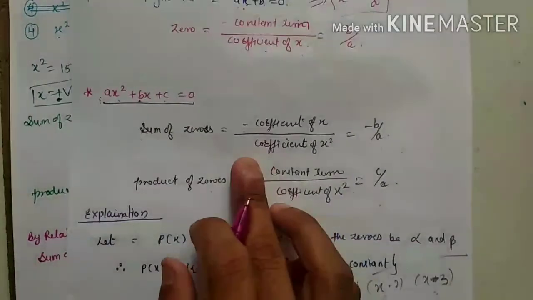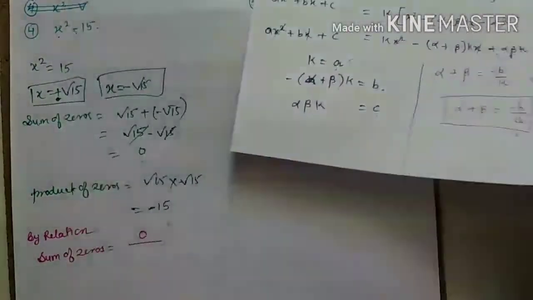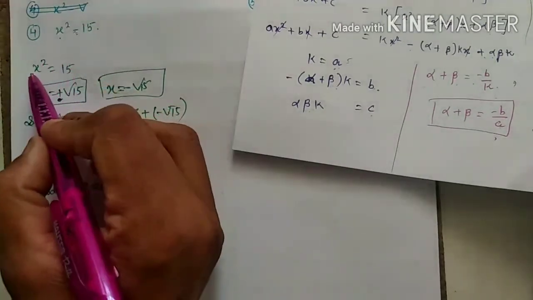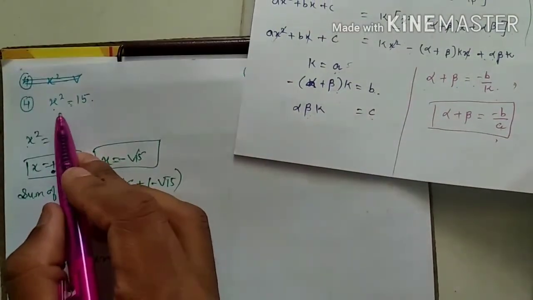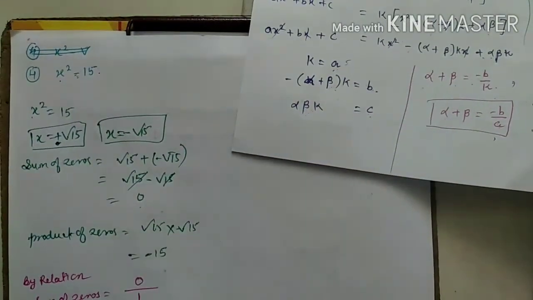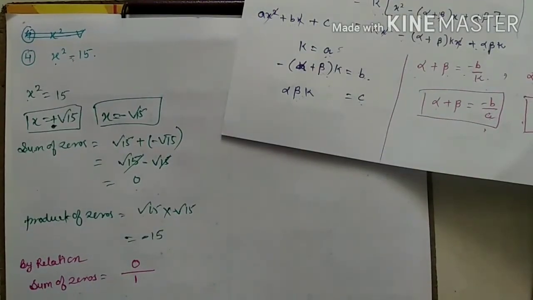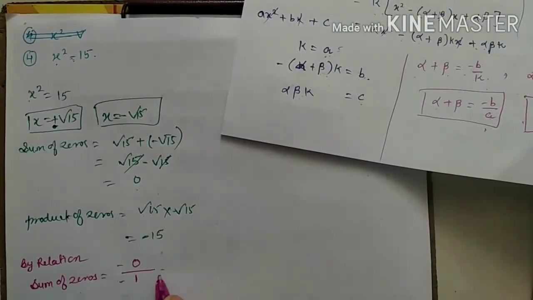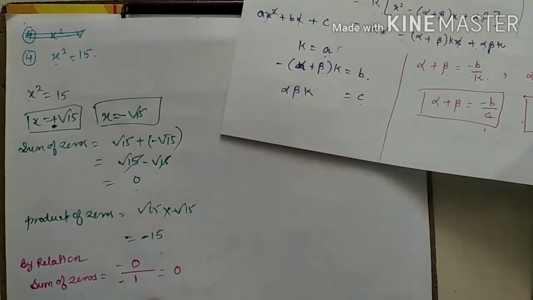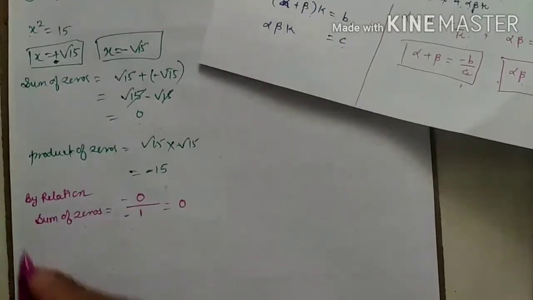Next, the coefficient of x square. What is the coefficient of x square? Minus 1. Correct or not? Yes, you can see, correct. So 1, or you can write minus 1, whatever you like. The minus becomes 0, so here is 0. The sum of zeros matches with this. Correct. Now product of zeros.